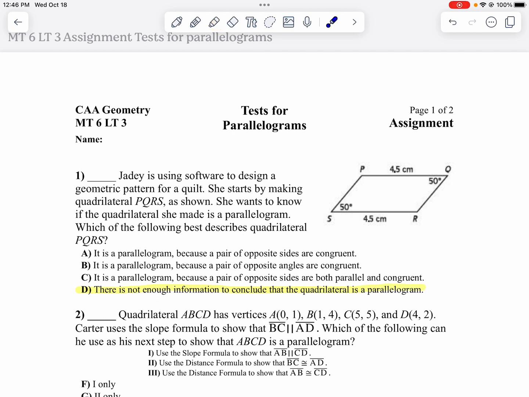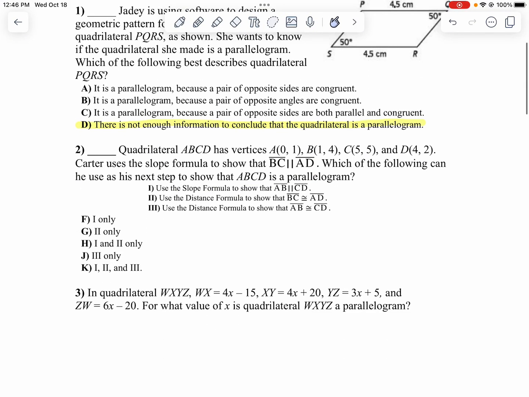Now let's take a look at question number 2. Carter's actually doing a problem here. He's going to use the slope formula, and he shows that BC is parallel to AD. Which of the following can he use to show it's a parallelogram? Well, he could use the slope formula to show that the other pair of opposite sides are parallel, which would be AB parallel to CD. So that I definitely agree with. He definitely could do 1.